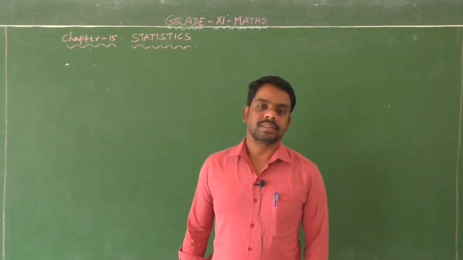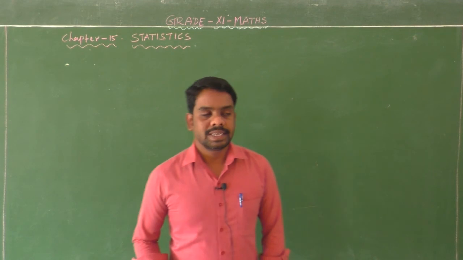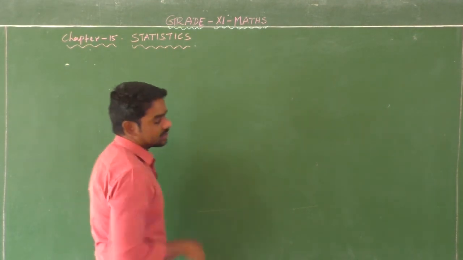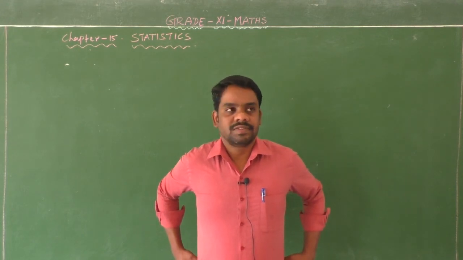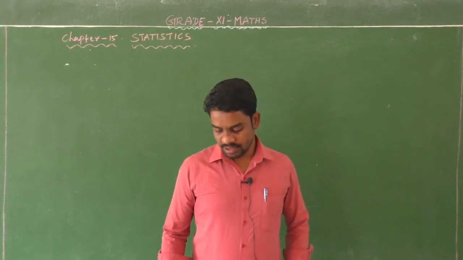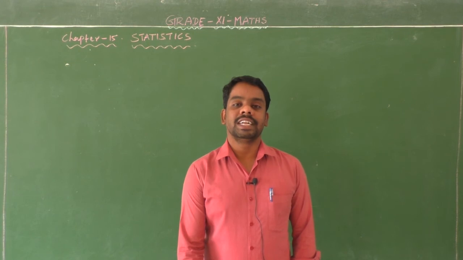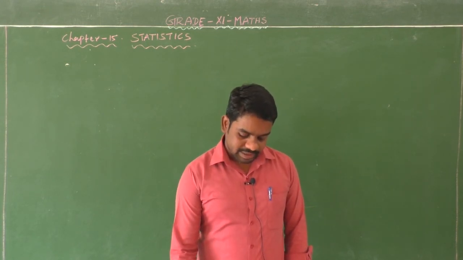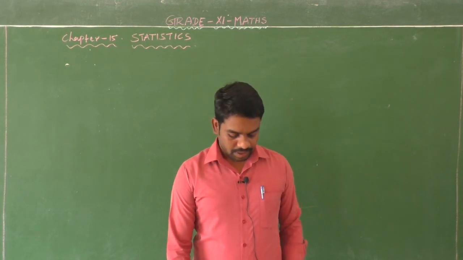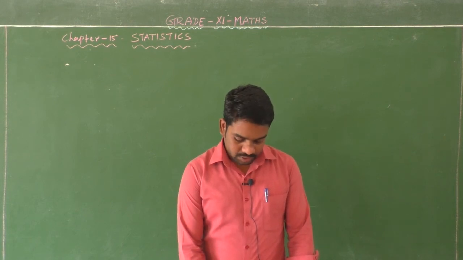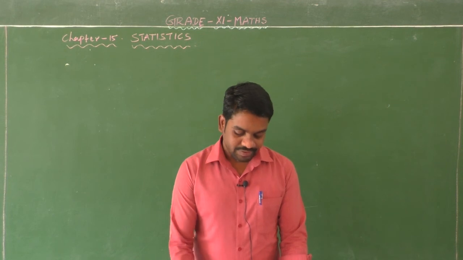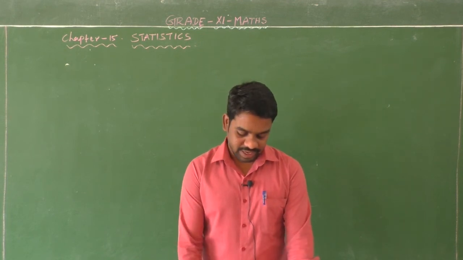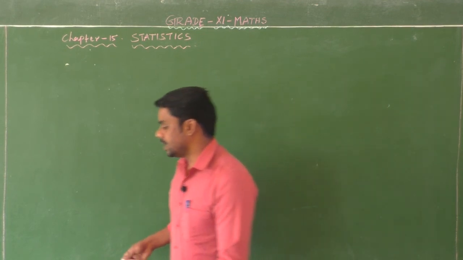Grade 11 Mathematics. Continuing Chapter 15, Statistics. In our last class, measure of dispersion, range and mean deviation, Exercise 15.1 was completed. Today, Exercise 15.2 is about the concept of variance and standard deviation.